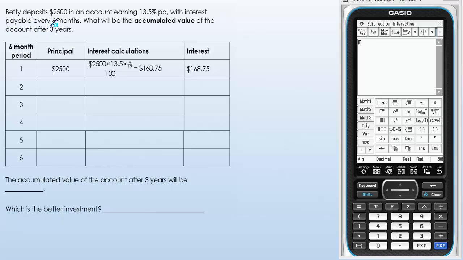Betty deposits $2,500 in an account earning 13.5% per annum, with interest payable every 6 months. What will be the accumulated value of the account after 3 years?